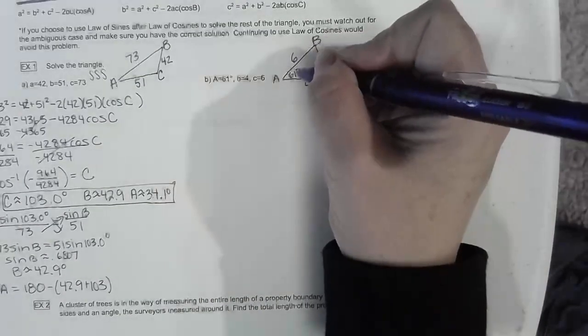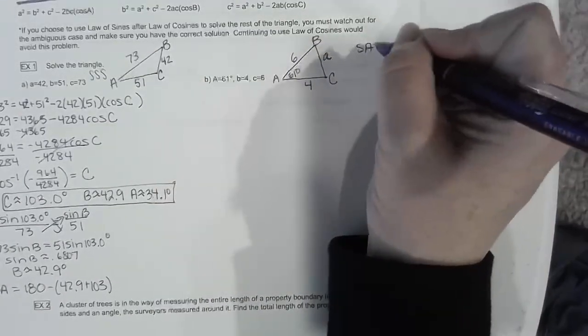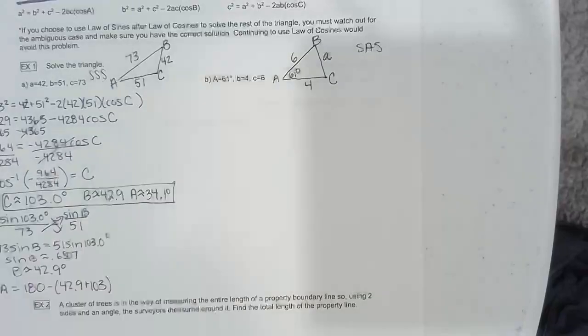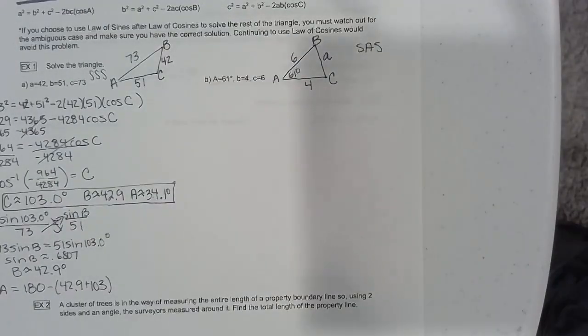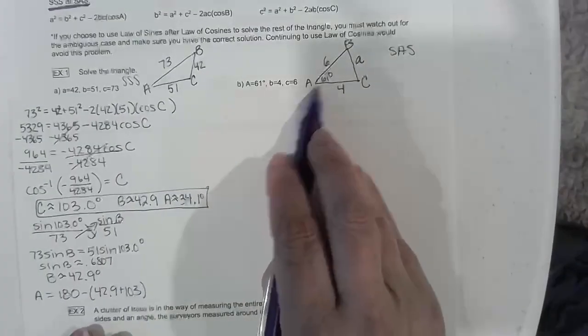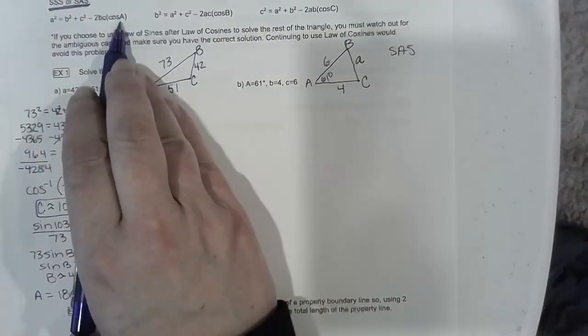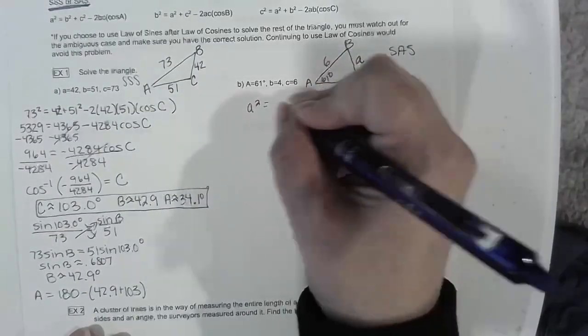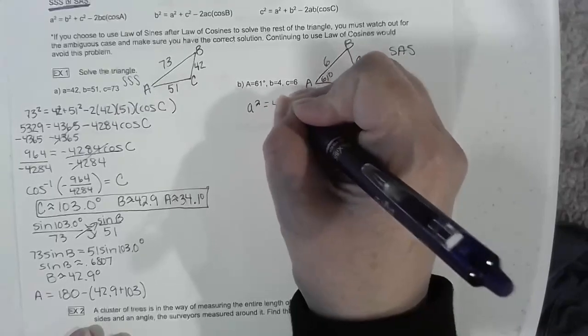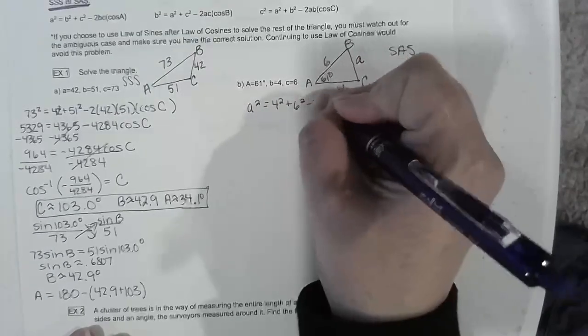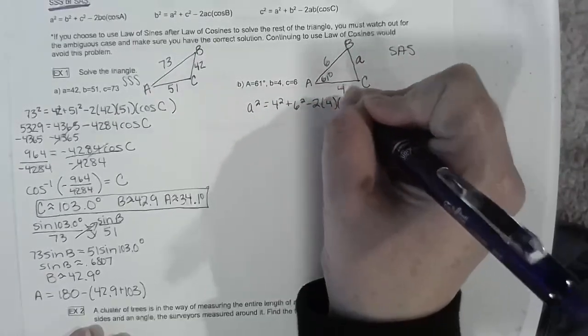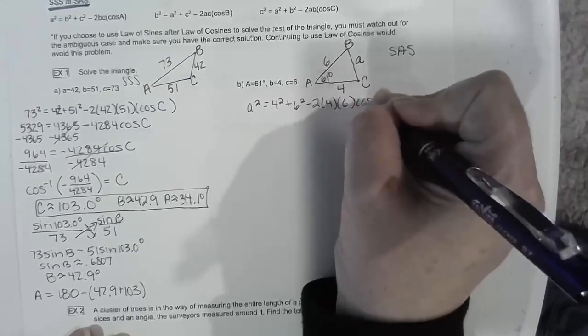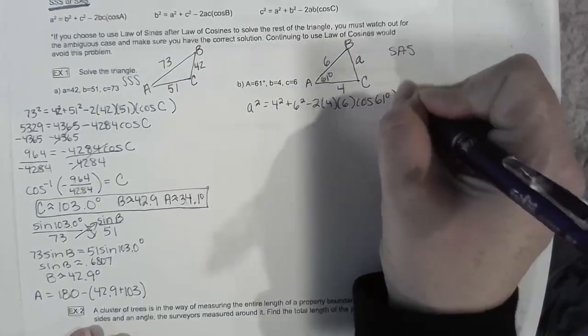This is a side angle side. So on side angle side, I'm locked into which formula I'm using because it's based on the angle that I'm given. So in this case, I have angle A, so I'm going to use this formula. So A squared equals 4 squared plus 6 squared minus 2 times 4 times 6 times the cosine of angle A.